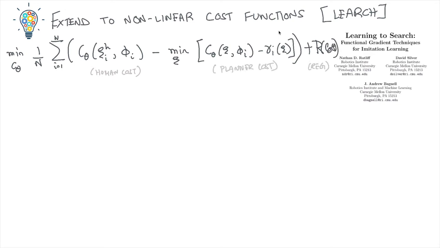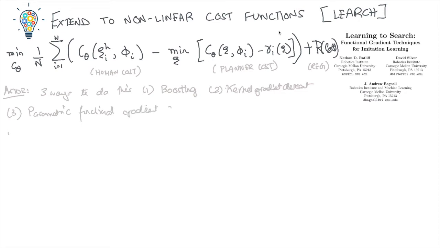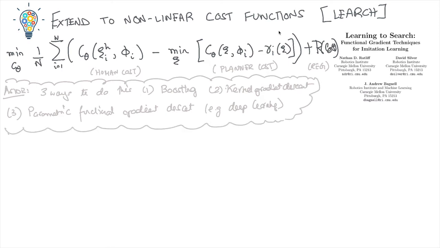A quick aside: in general, there are three ways to lift a linear objective to a nonlinear objective. The first is by using boosting. The second is by kernel gradient descent. And the third is by parametric functional gradient descent, for example, deep learning. And we'll be talking about the third approach here.